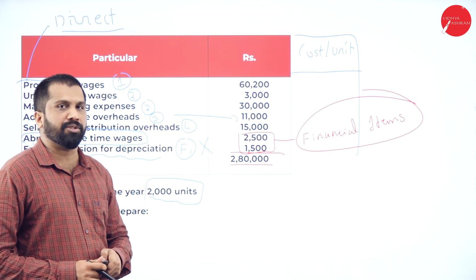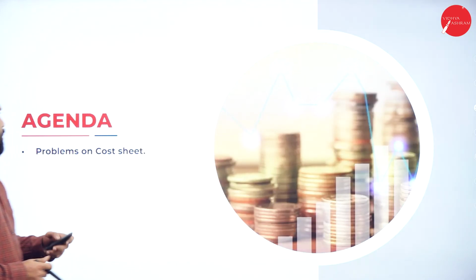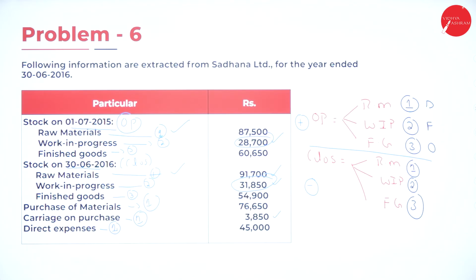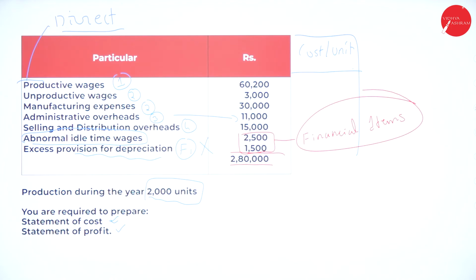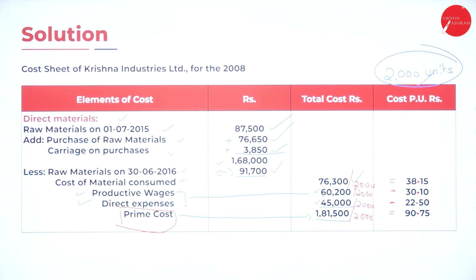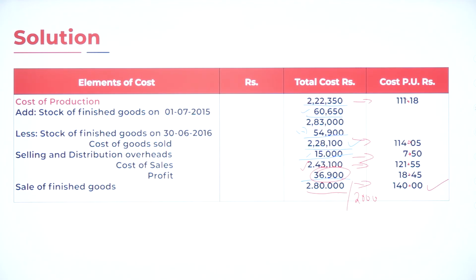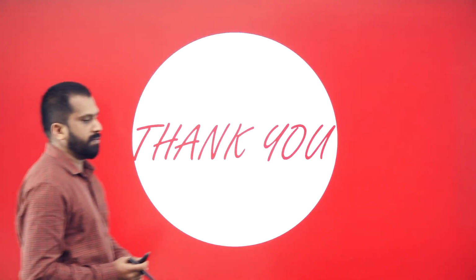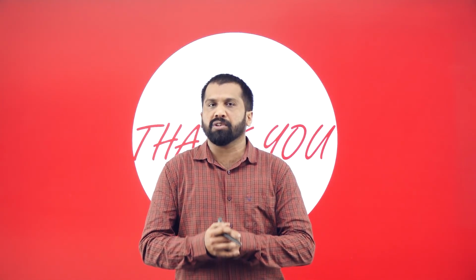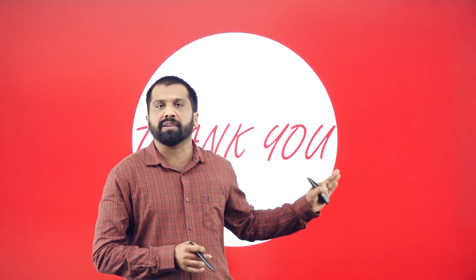Please take a screenshot. So the agenda is problems on cost sheet. Your question, continuation, first part of your solution, second part, third part. This is all about today's session. Hope you understood. The new thing in today's session is how to calculate cost per unit.